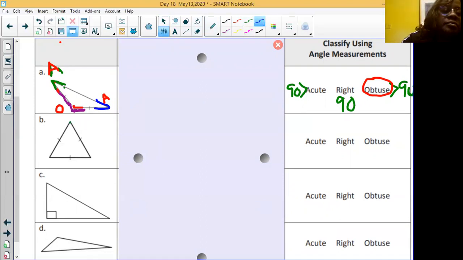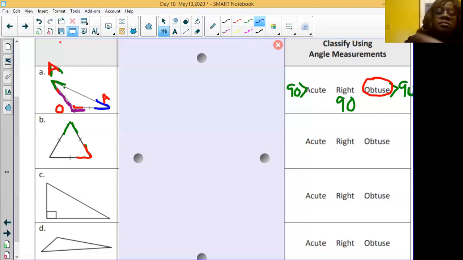So at the top, I'm going to make that green. Does that look like a 90-degree angle? Does it look like an obtuse angle? Does it look like an acute angle? Okay, let's look at the one to the right. Does that look like a 90-degree angle? Look at it. Does it look like an acute angle? Does it look like an obtuse angle?